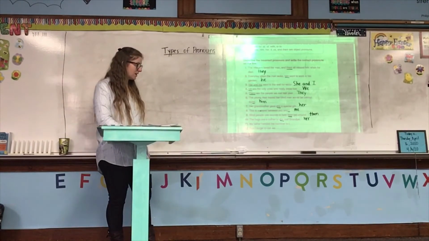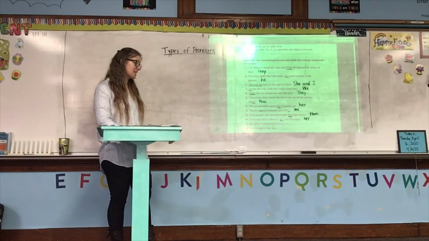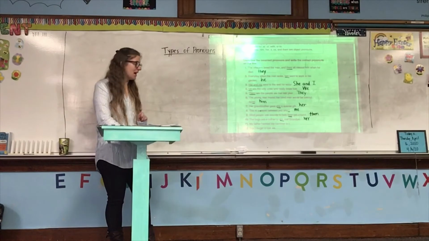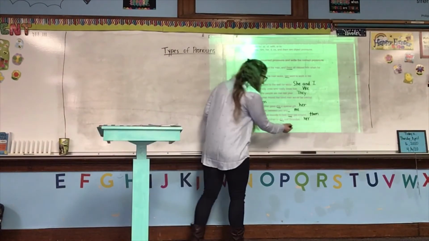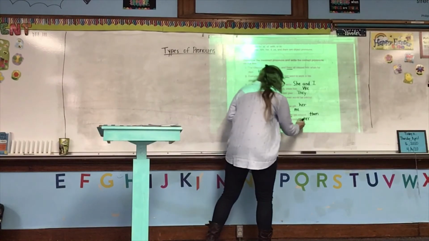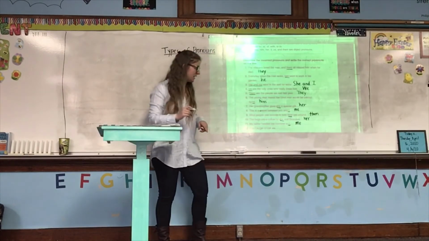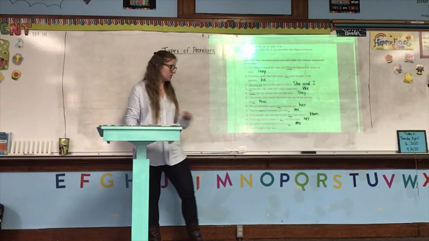Number 11, my father handed the hammer to I. Now that's where it sounds wrong. But if I said my father handed the hammer to my brother and I, you might think, oh, that's correct. But it's not, because if you take out my brother and say my father handed the hammer to I, it does not sound right. It needs to be my father handed the hammer to me. Remember, the action is being done to me. You can't say the action is being done to I.